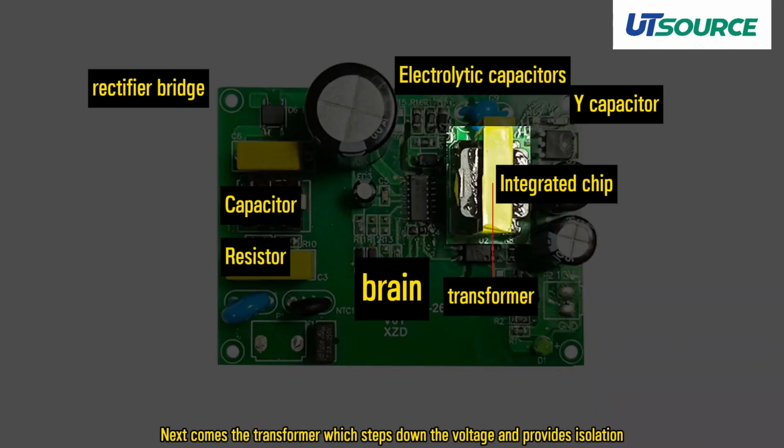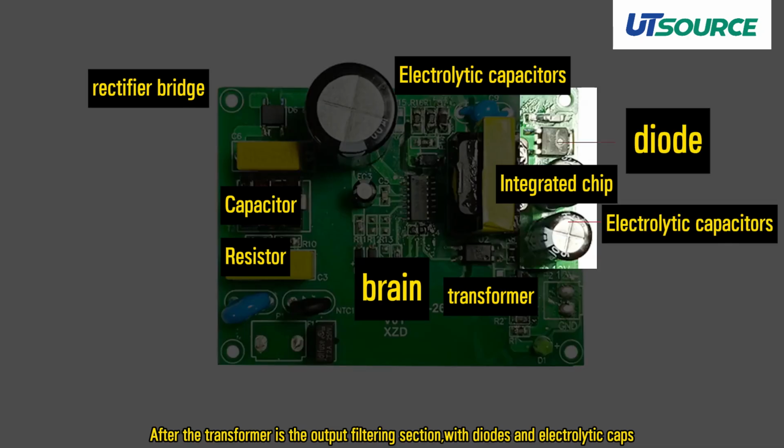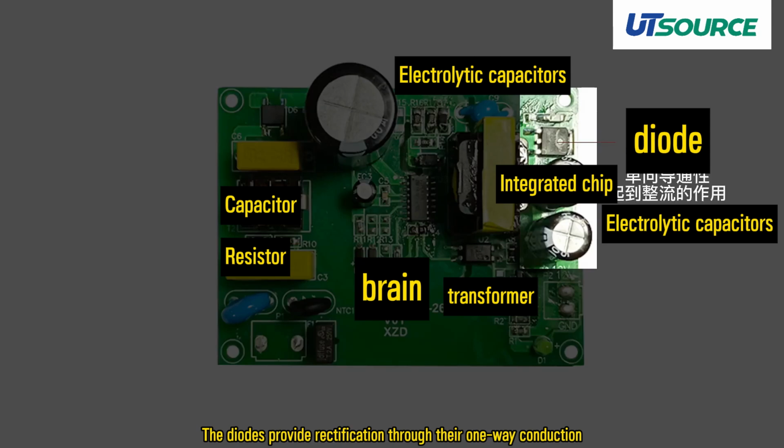Next comes the transformer, which steps down the voltage and provides isolation. After the transformer is the output filtering section, with diodes and electrolytic caps. The diodes provide rectification through their one-way conduction.